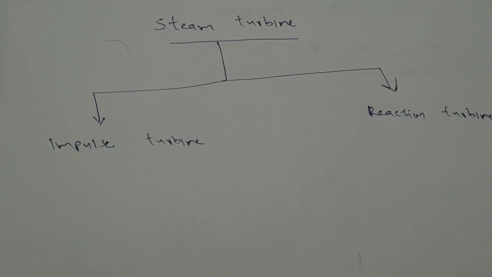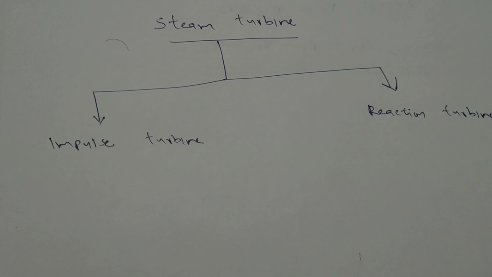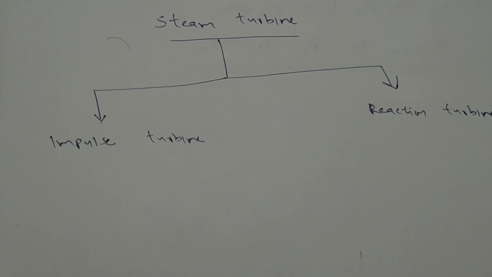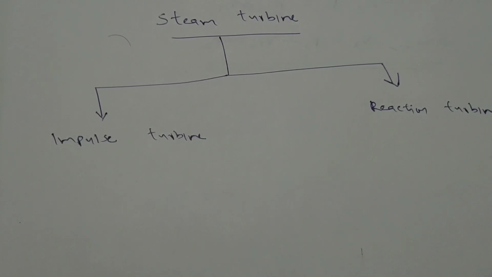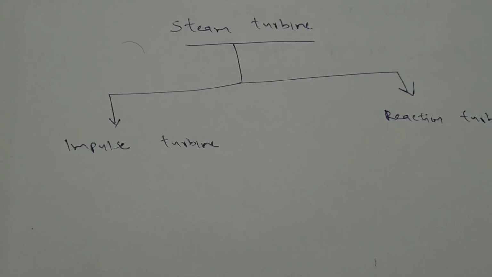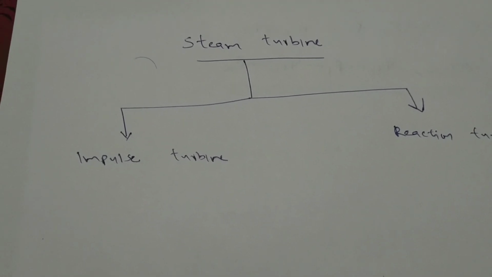So you need to create a strong impulse. So you need a steam jet with very high velocity. So to get a steam jet with very high velocity, you need steam nozzles up front. That is the most important aspect of an impulse turbine.